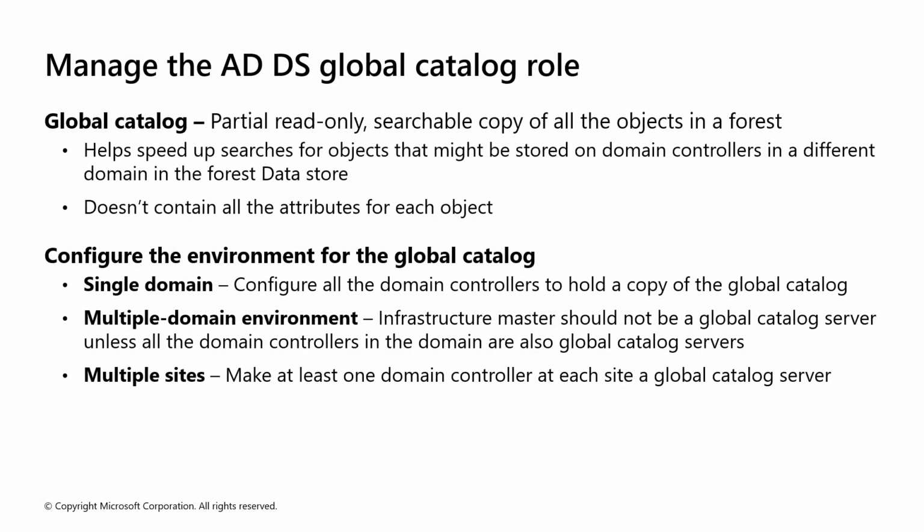The global catalog is a partial read-only copy of all objects in the forest. It helps speed up searches across domains. In a single-domain environment, all domain controllers can be global catalog servers. But in multi-domain or multi-site environments, you need to plan placement carefully.